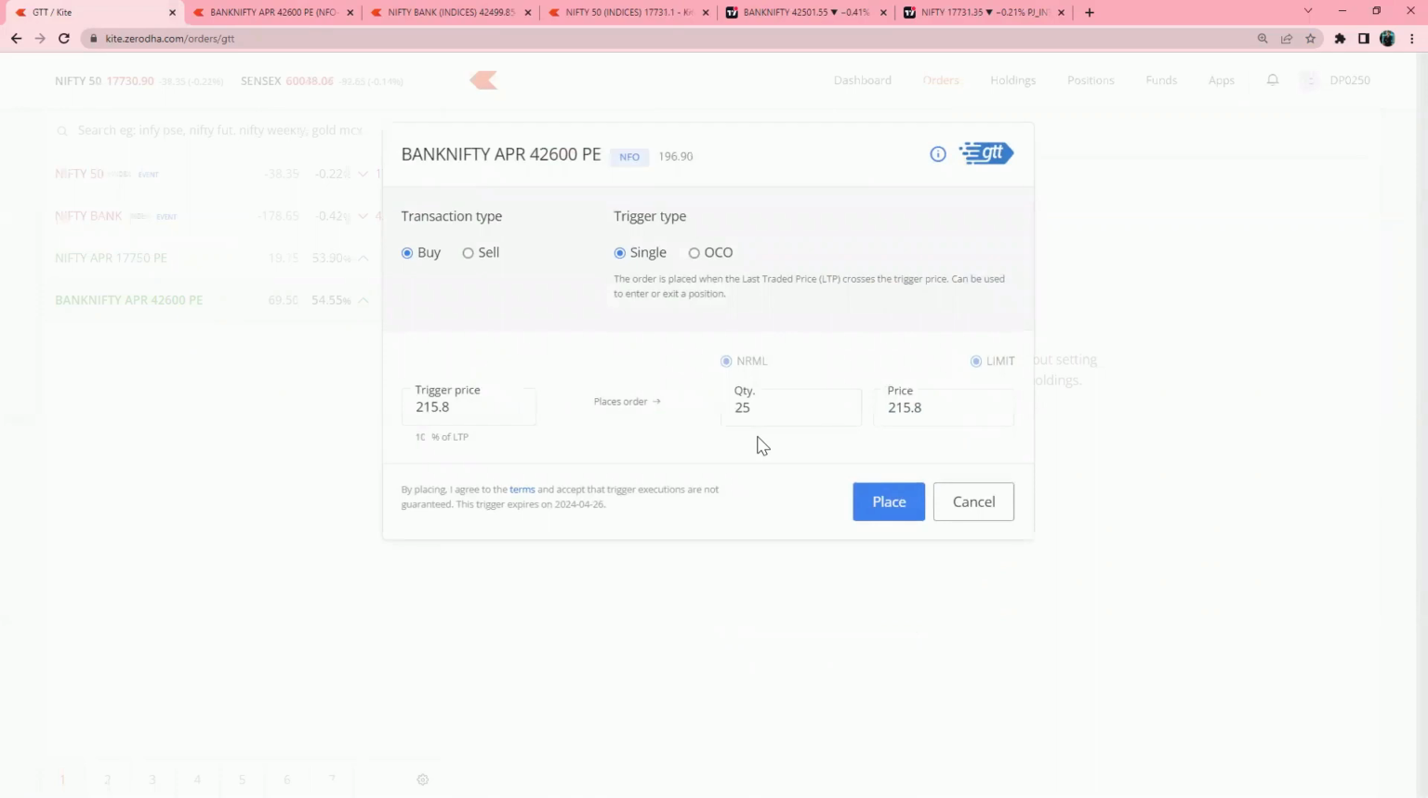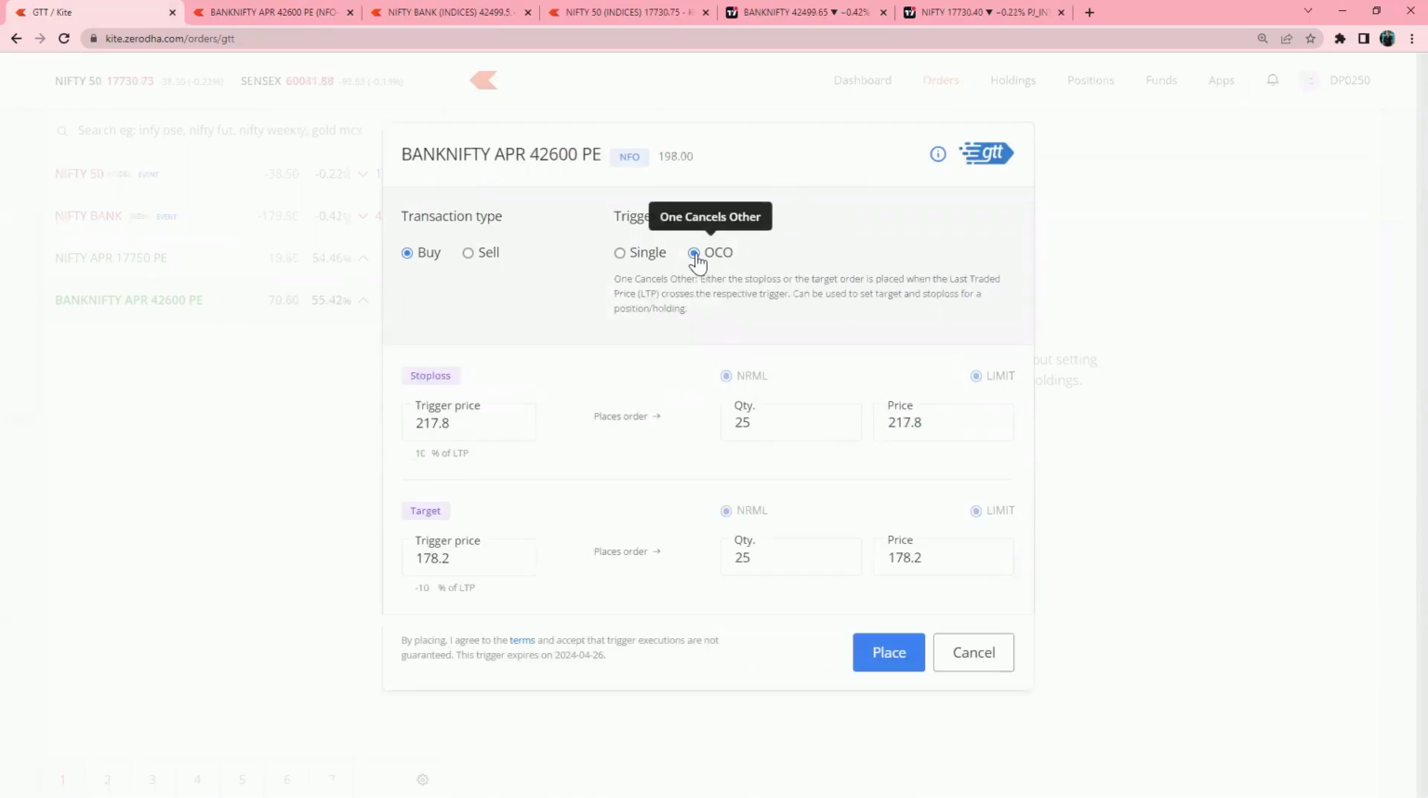Now I have to set a stop loss and target, right? Now I want to set a stop loss and target. So select one cancels another order. One cancels another order means I am canceling one order. If buy happens, sell will get cancelled. If sell happens, buy will get cancelled. So this is the order type which I am talking about here.